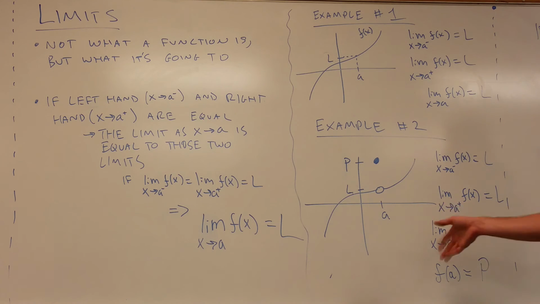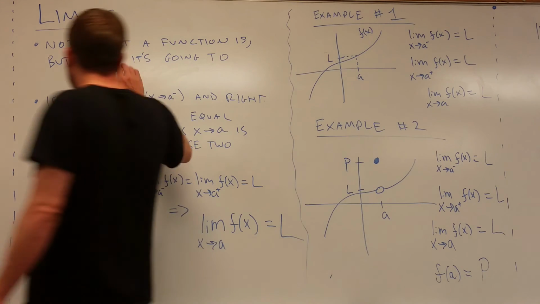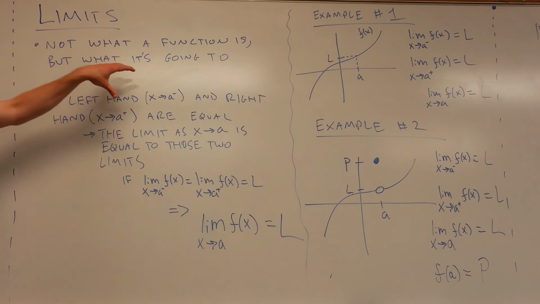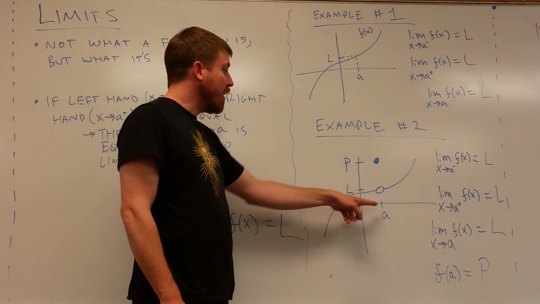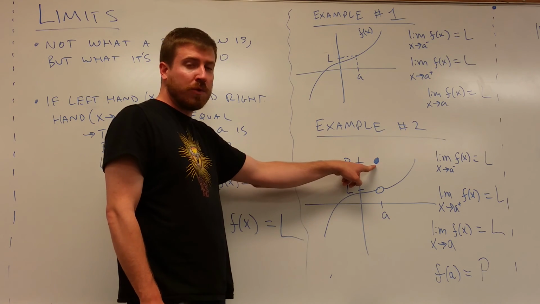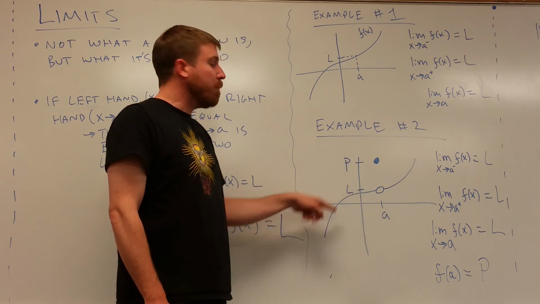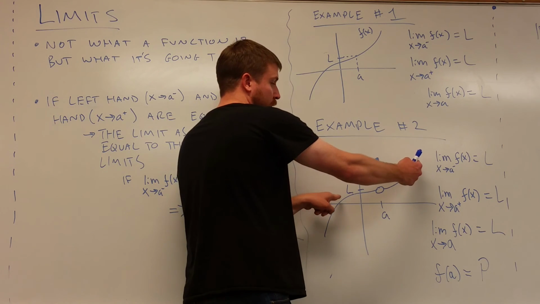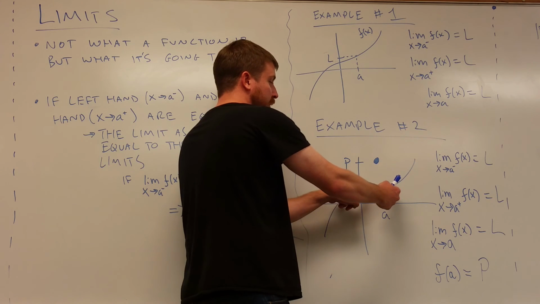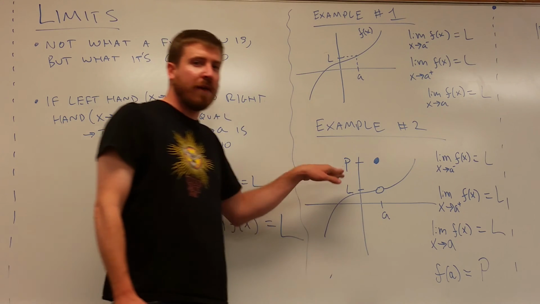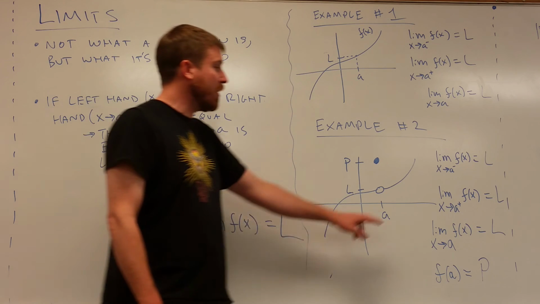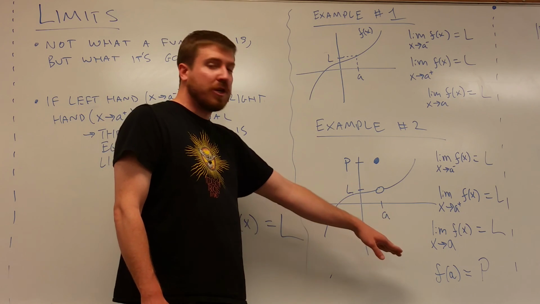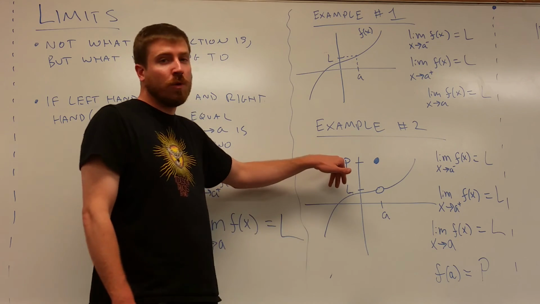Now this example right here illustrates this saying: a limit is not what a function is, but what it is going to. So here, in this case, the function is equal to p at x equals a, but p is not what the function is going to. Trace with your fingers across the function. It is not going to that value p, it is going to that value L. So in this case, the limit as x approaches a would be L, but the function evaluated at a would be equal to p.